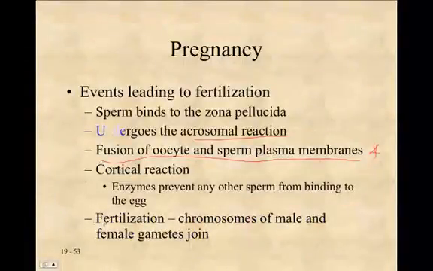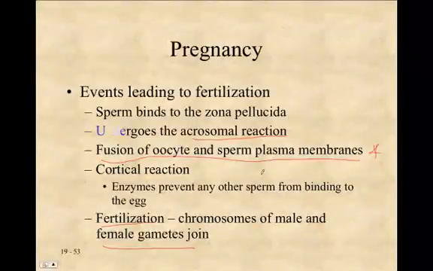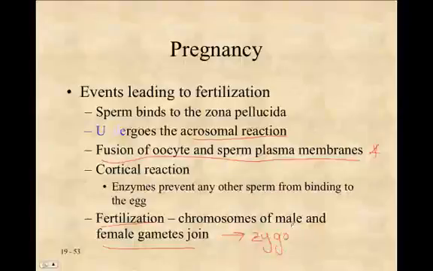And obviously, fertilization is when the chromosomes of the male and the female gametes join. This will happen after the fusion of the oocyte and sperm plasma membrane occurs. Then the chromosomes will join, and now you have what we call a zygote. Now we have a cell with a full set of genetic information.